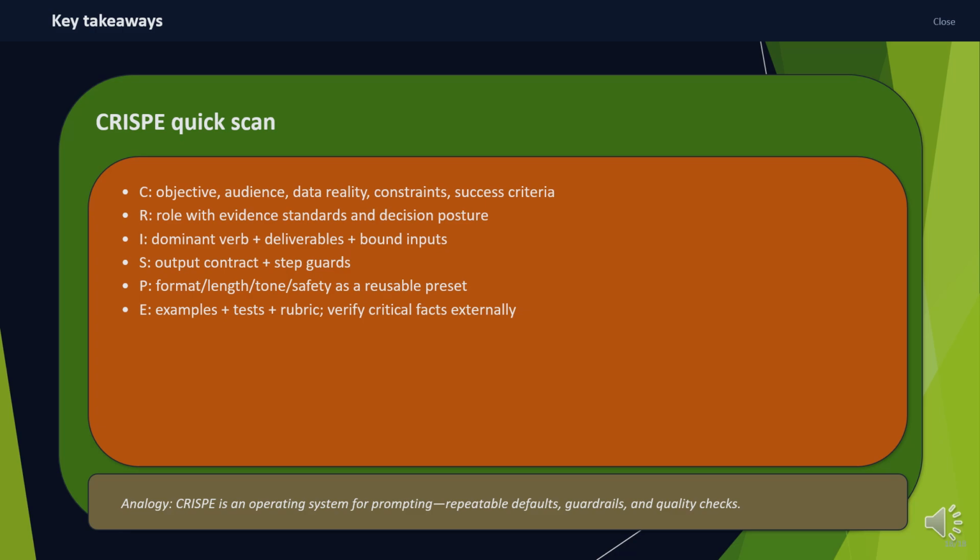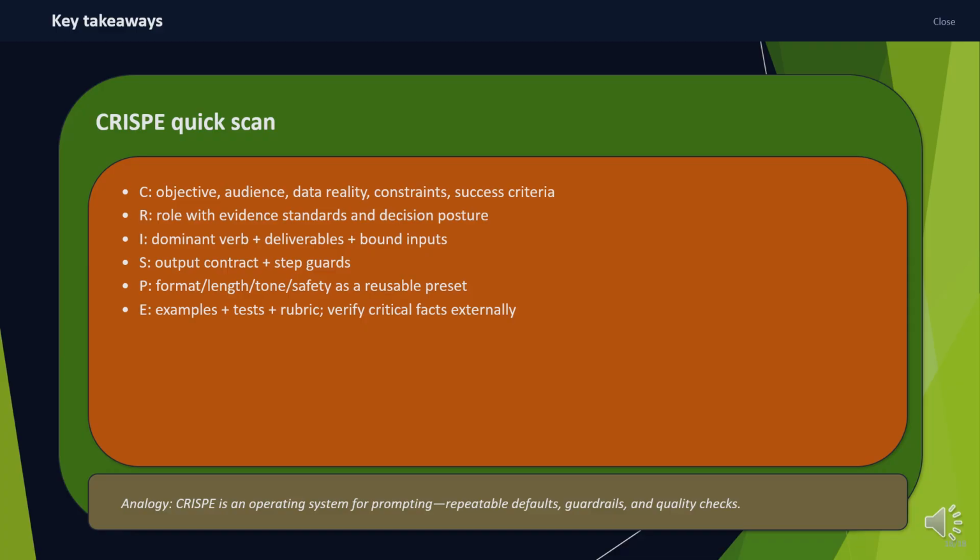CRISPE can be compared to an operating system. An operating system provides consistent defaults and guardrails so that many different applications can run reliably. Similarly, CRISPE provides consistent defaults and guardrails that help a wide range of prompt types produce predictable, usable outputs.